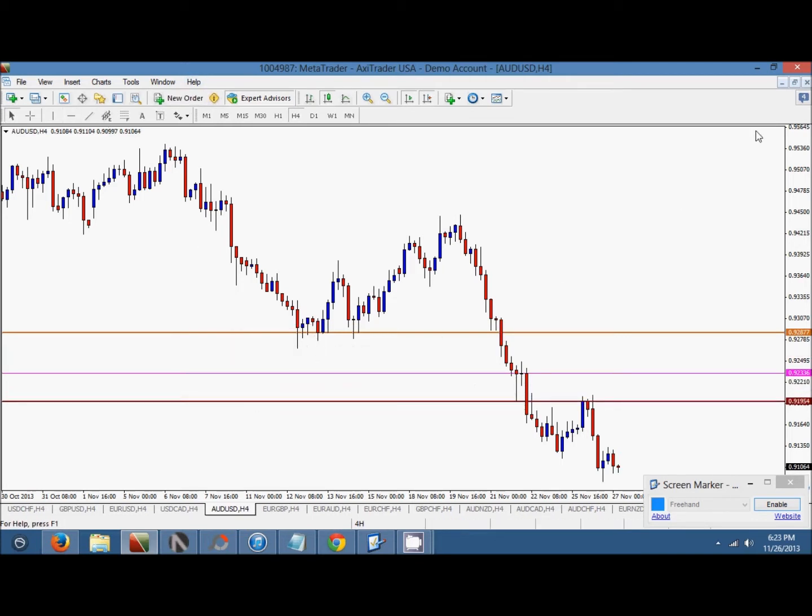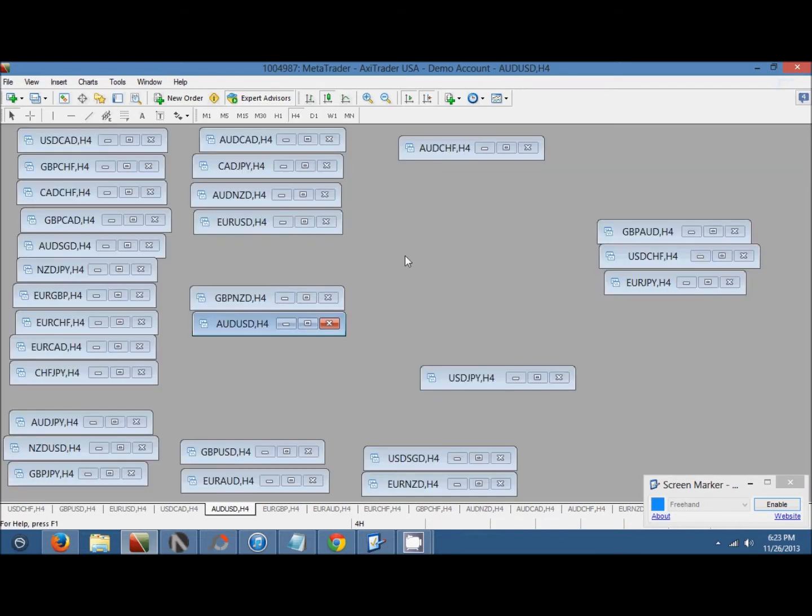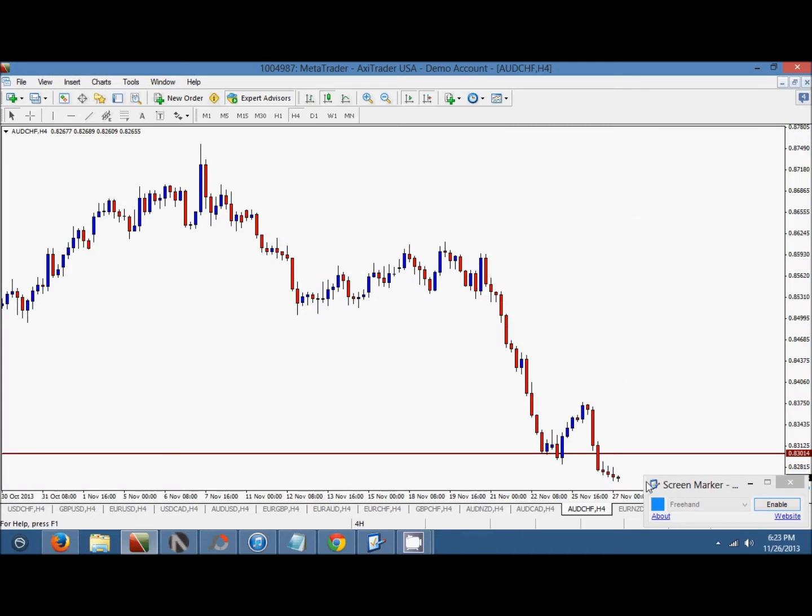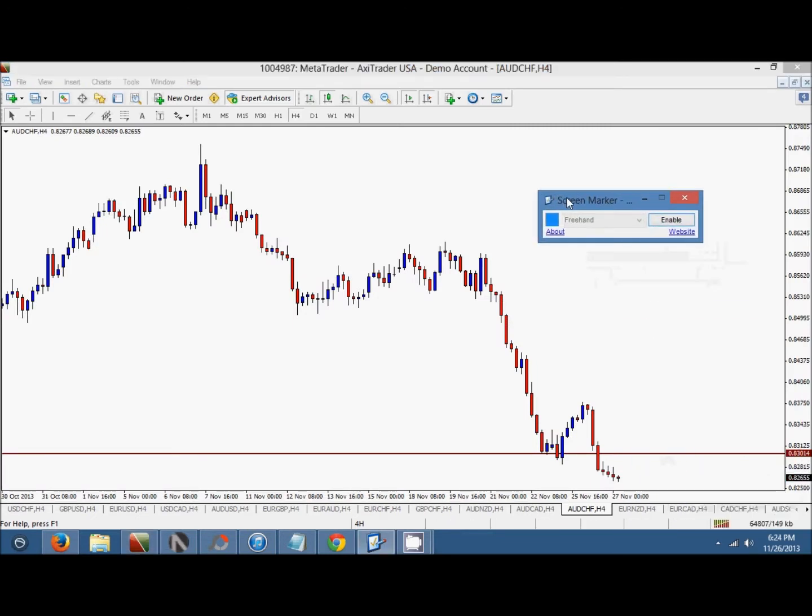So as you can see, all the Australian dollars are currently in a downtrend, and we're looking for pullbacks to enter short. So that's exactly what we're looking for on the Australian dollar Swiss franc, and I chose this chart because it's the closest one to having a pullback and possibly forming a bearish price action trade setup.